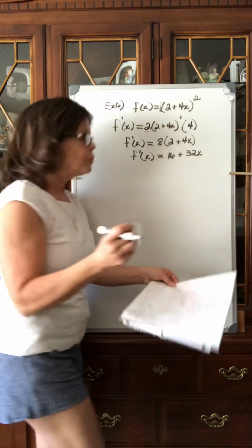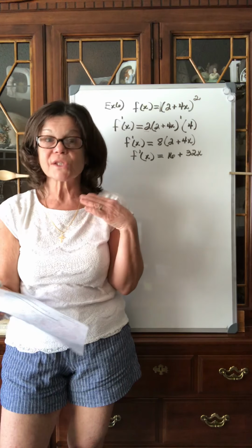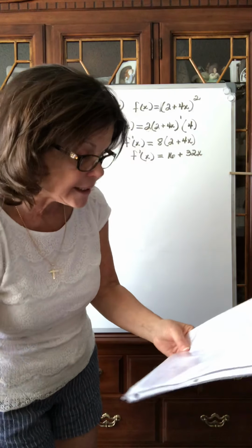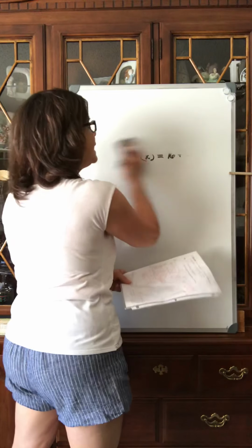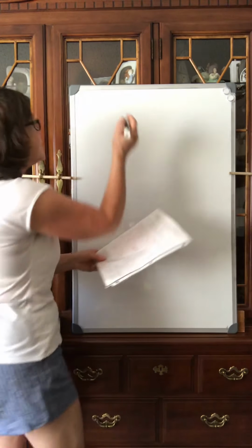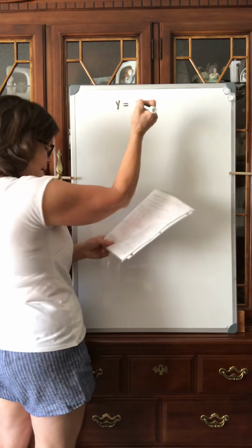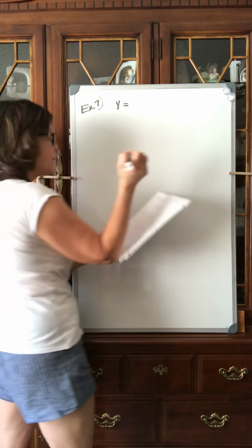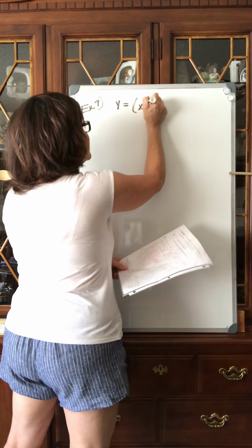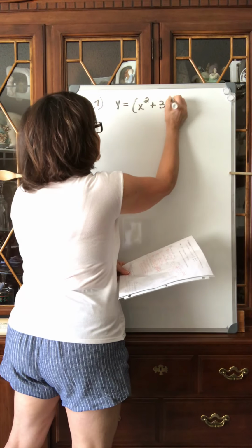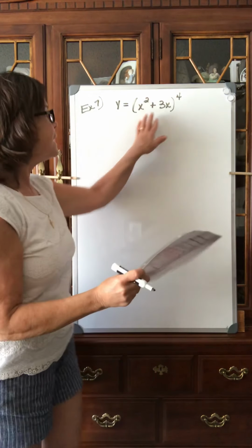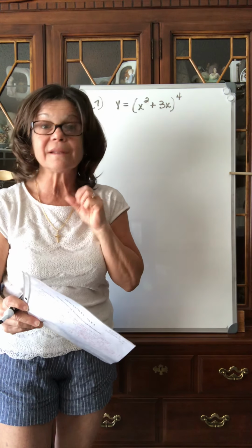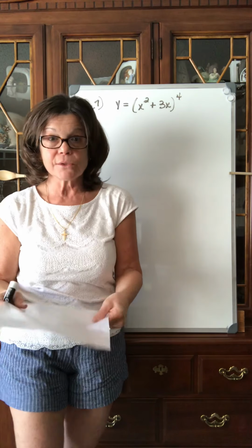Now, again, that one would have been really easy for you just to expand using FOIL and then take the derivative of each piece. But let's look at example number 7 next. Again, I'm not going in order. Example number 7, your original function is y is equal to x squared plus 3x, raised to the 4th power. Now you could write that out 4 times, multiply, FOIL, and then distribute. You could use binomial expansion, or the easiest way to find the first derivative is to use the chain rule.